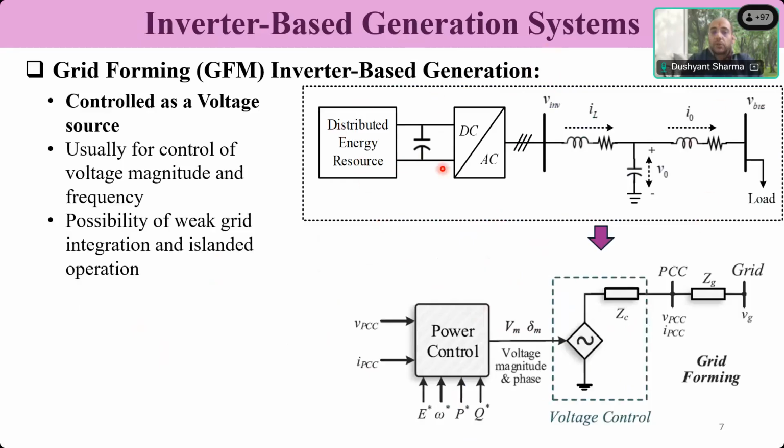You have a distributed energy source, you have an inverter, you have the point of common coupling, filter, and everything. But the major difference is there is no grid. Here, rather, what we have is local load. If we have local load, then the local load will demand a constant voltage, V bus. So the bus voltage has to be controlled.